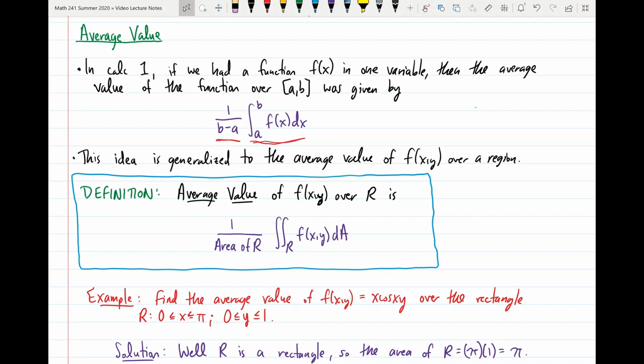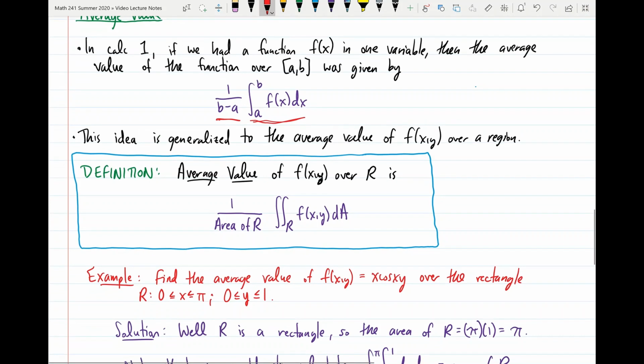This time we don't have an interval to take the size of. So if we have just an interval, then the size of the interval is going to be equal to the upper limit minus the lower limit, or the lower endpoint, I should say, of that interval. But when we have a region in the plane, the size of that region is going to be expressed by the area of the region.